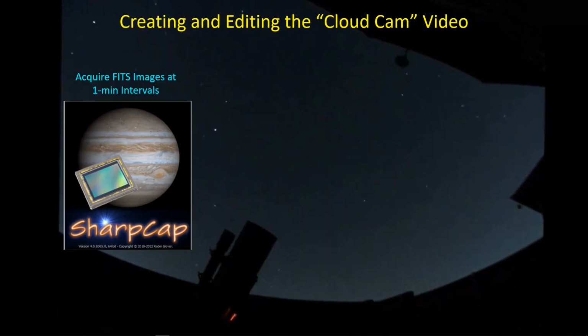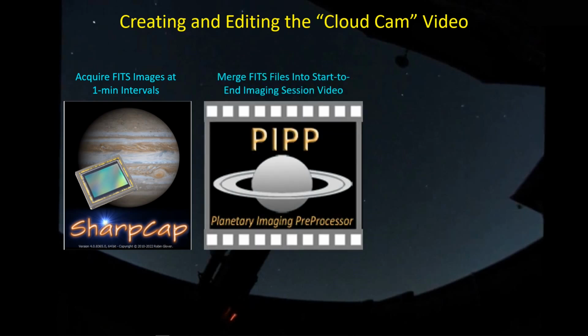So I thought I'd take a moment here to show you how I set up my cloud cam video for the night. I start off with SharpCap, as I said, and acquire FITS images at 1-minute intervals. And then I use PIPP, the Planetary Imaging PreProcessor many of you are familiar with and use for your planetary image pre-processing, and that's what I've been using in the past. It's a great piece of software, also free, just like SharpCap is, and that's what I use to stitch the images that SharpCap leaves me into a quick video that I review and see if anything catches my eye, as it did this morning.